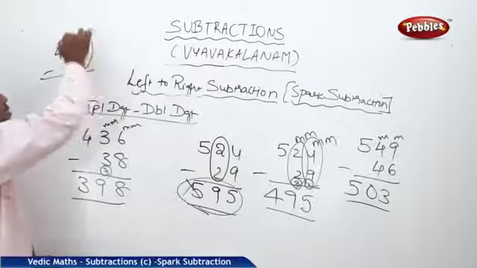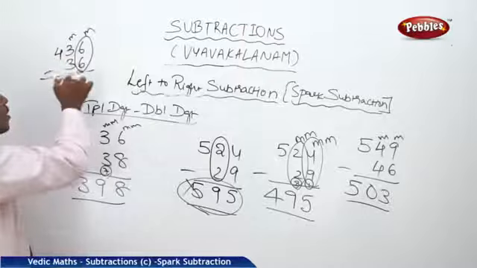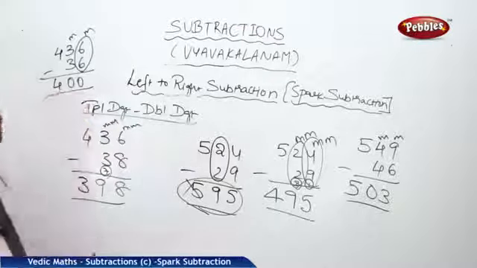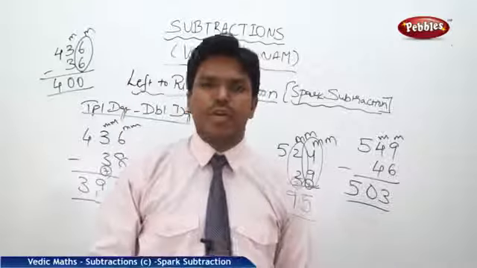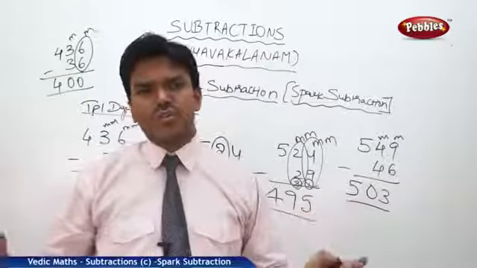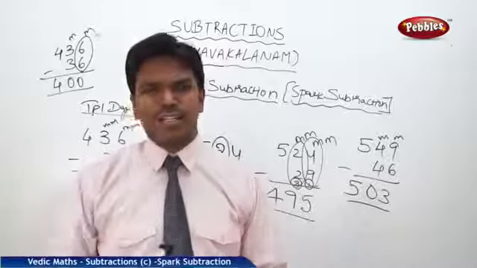So if it is match, this is also match. So 4 will be 4 only. 0, 0. The answer is 400. No need to worry. See, this is very easy. We are not going to use any fingers. We are not going to use any borrowings and cutoffs like that.